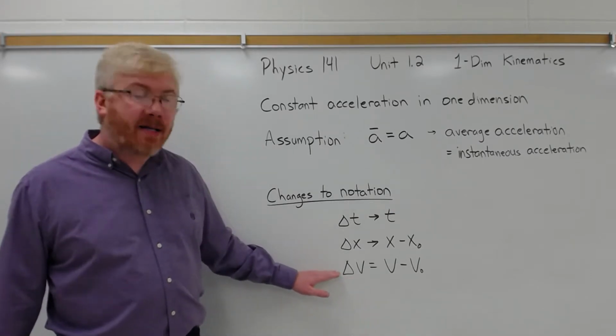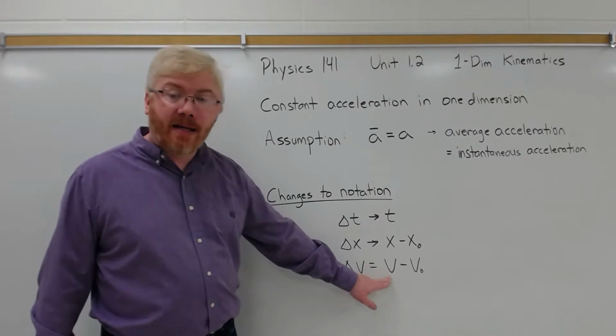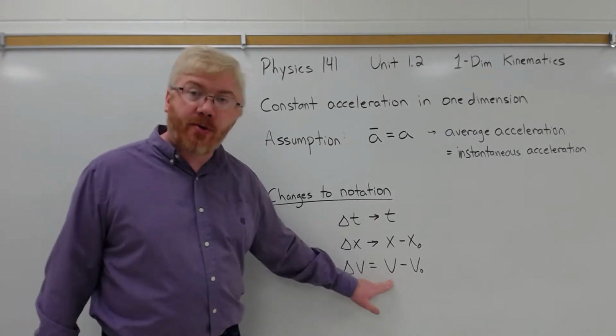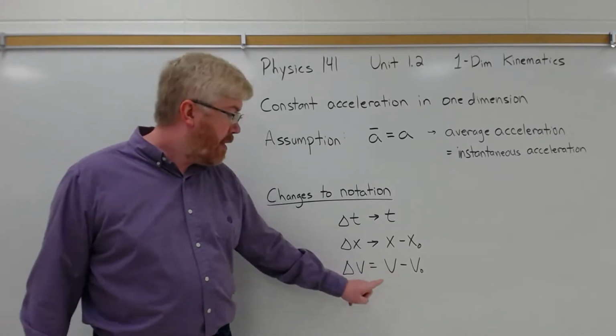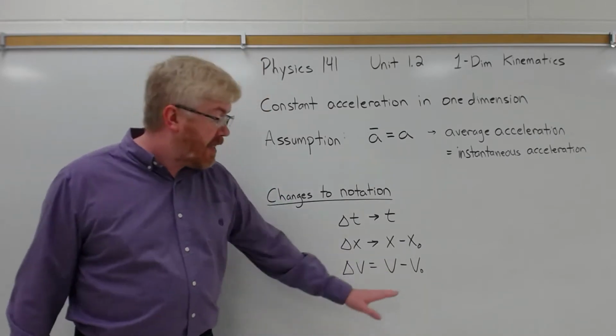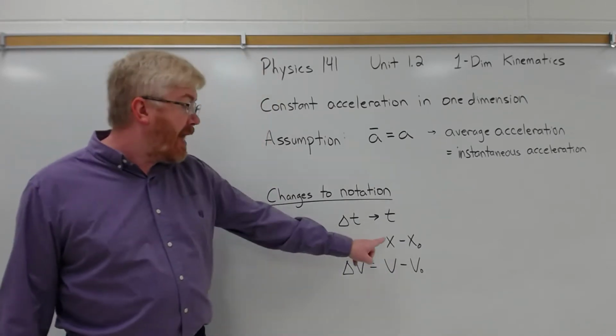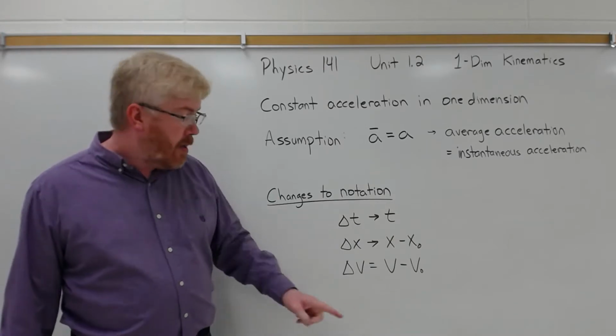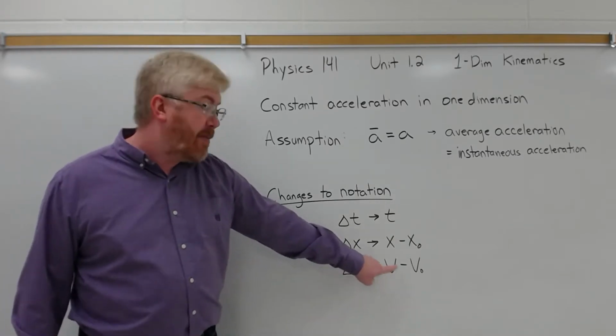And then the velocity, we're going to do the same thing. The change in velocity is going to be equal to some final velocity, but see how we're not putting the subscript f down here anymore, minus the initial velocity. Again, this is the velocity of the object at time t0. This v here is the velocity of the object at time t.